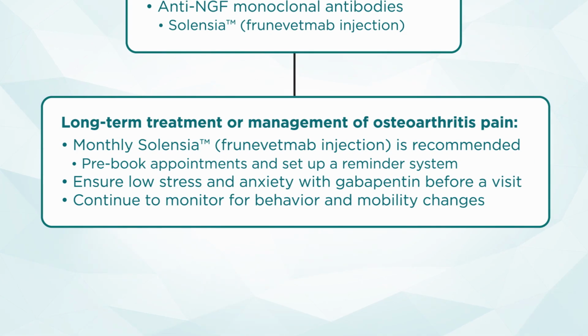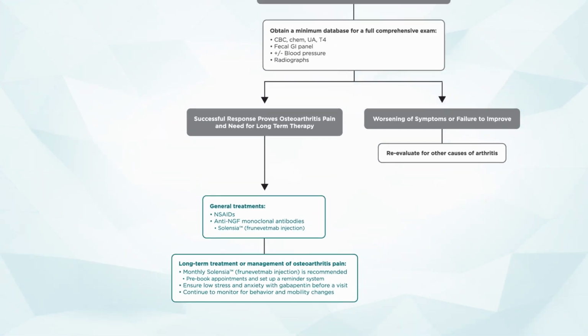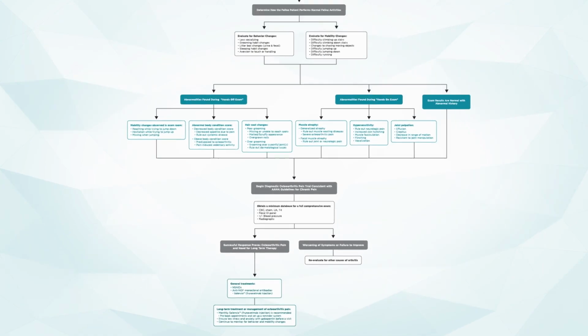We've got to set these cats up for success by pre-booking appointments and setting up a reminder system that is easy for clients to do those things. And then use gabapentin before the visits to help lower that stress and anxiety those cats may have coming into the vet. Finally, have the client continue to monitor for behavior and mobility changes. And if they're not seeing that continued improvement, that they follow back up to ensure that we are taking care of the entire body and all systemic diseases.